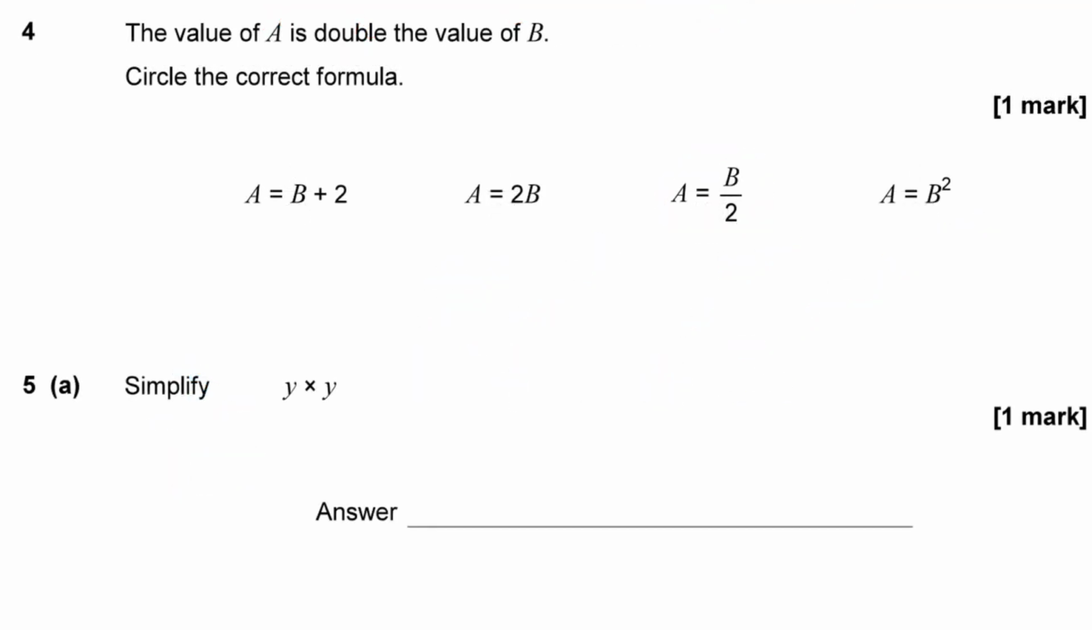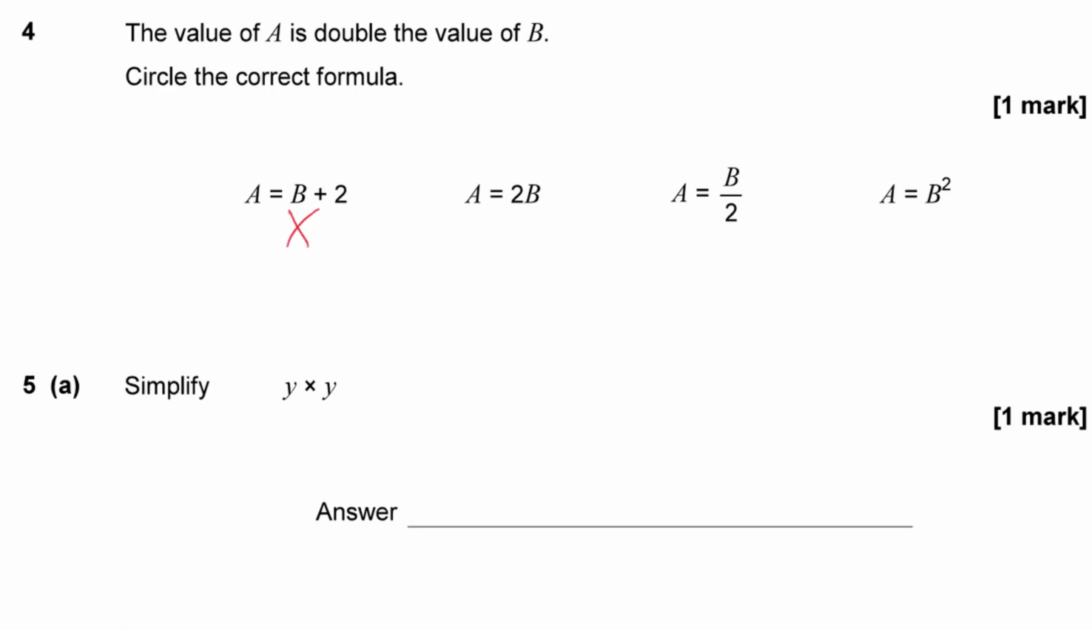Question 4. The value of A is double the value of B. Circle the correct formula. Okay, let's go through each one of these and have a look then. So let's have a look at the first one. A is equal to B plus 2. So that is not double the value because B doesn't have to be 2. So it's not that one.